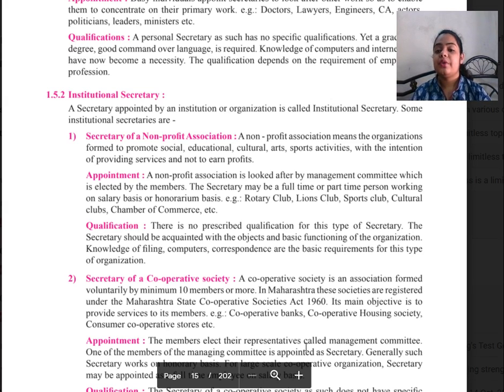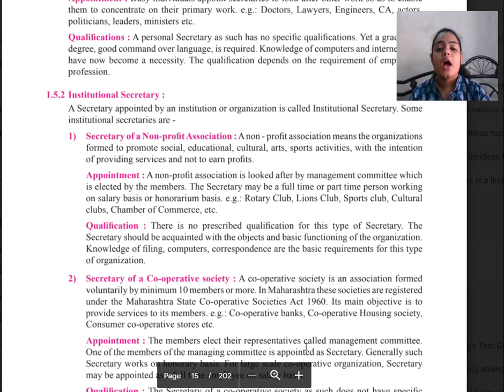In that, first we have the secretary of a non-profit association. Now, what do you mean by a non-profit association? An organization which is formed with the intention of providing services and not with the intention of creating profits. The examples are those that promote social, educational, cultural, art, and sports activities, which are not with the intention of creating any profit. So this is the secretary of a non-profit association.